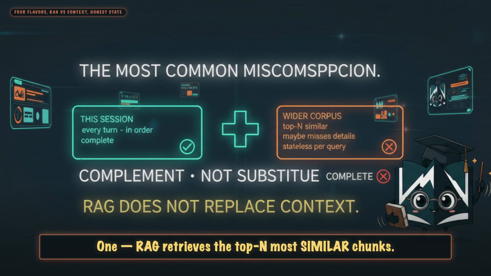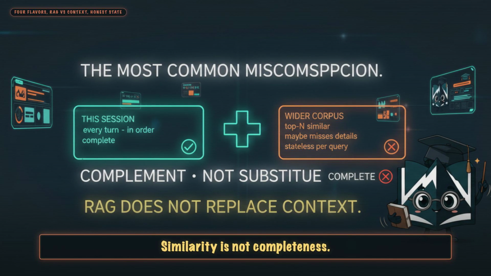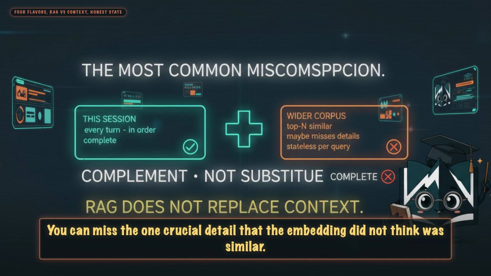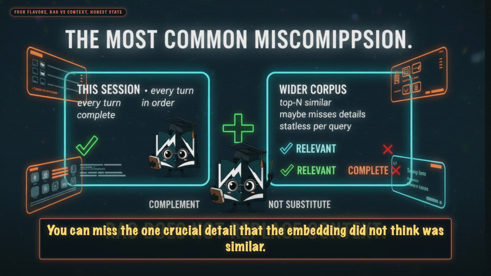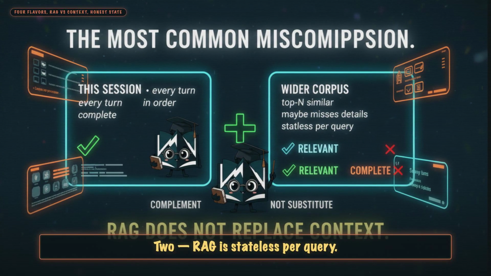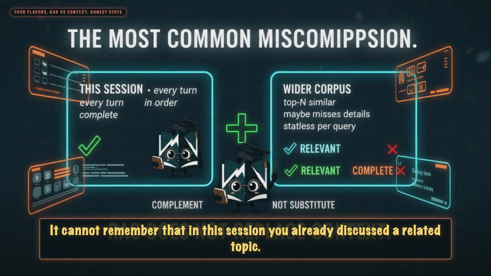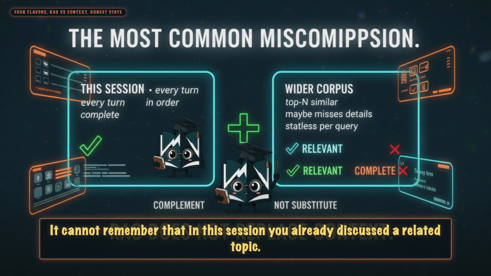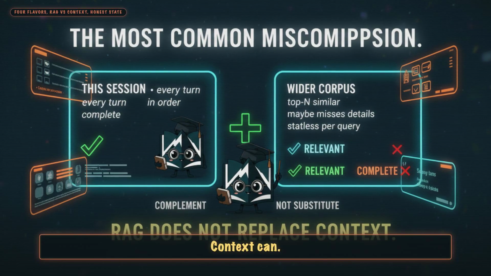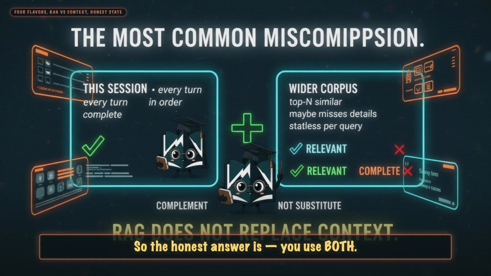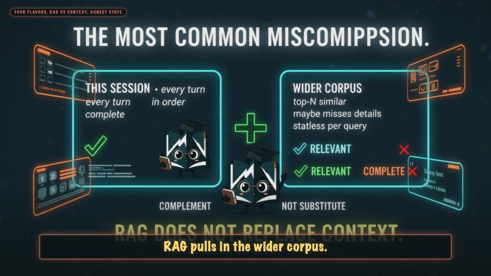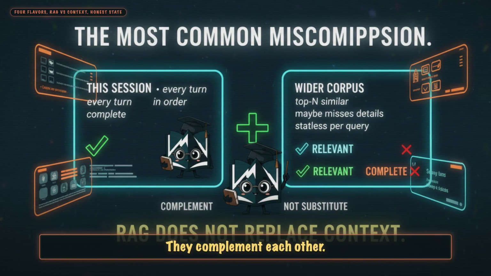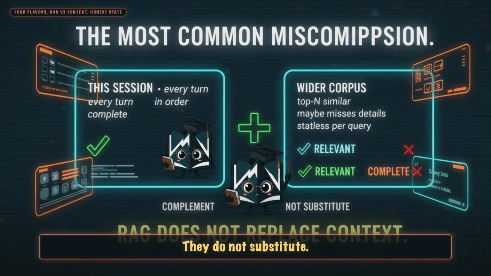1. RAG retrieves the top-n most similar chunks. Similarity is not completeness. You can miss the one crucial detail that the embedding did not think was similar. 2. RAG is stateless per query. It cannot remember that in this session you already discussed a related topic. Context can. So the honest answer is, you use both. Context holds the current session. RAG pulls in the wider corpus. They complement each other. They do not substitute.